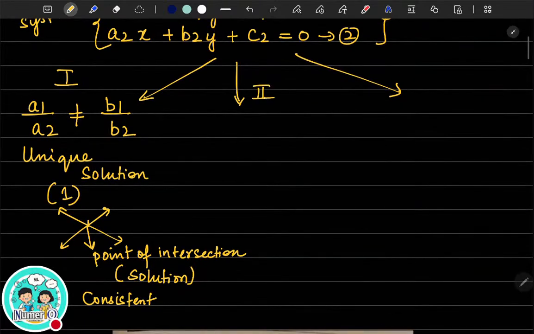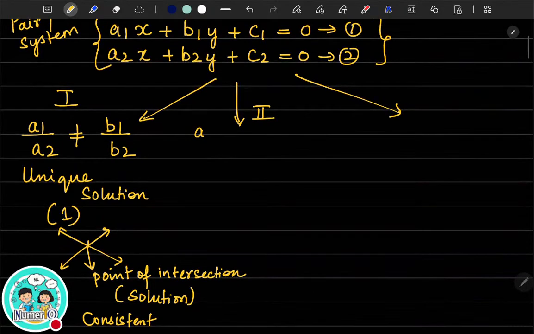In the second scenario, if all 3 ratios, that is a1 by a2 is equal to b1 by b2, which is also equal to c1 by c2, all the 3 ratios are equal, in that case the number of solutions will be infinite. It will have infinitely many solutions.